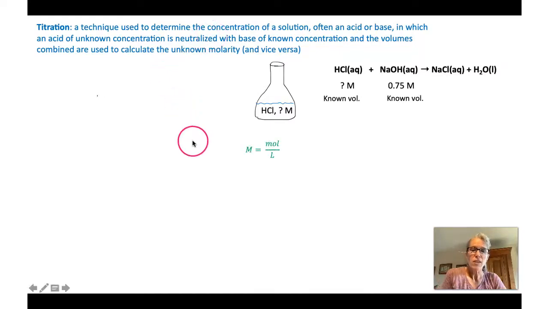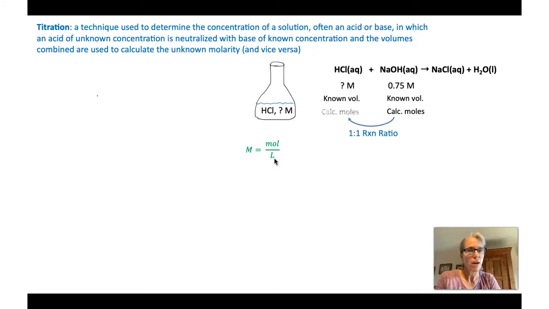And then here's the strategy. If we take advantage of the definition of molarity, we've got the molarity of the sodium hydroxide, we have the volume, we can easily calculate the moles. And since these react in a 1-to-1 ratio, we now can calculate the moles of HCl. Now we go back to this definition of molarity, and we've got the moles and we have the volume. We can easily calculate the concentration of that HCl solution. So it's all pretty simple.